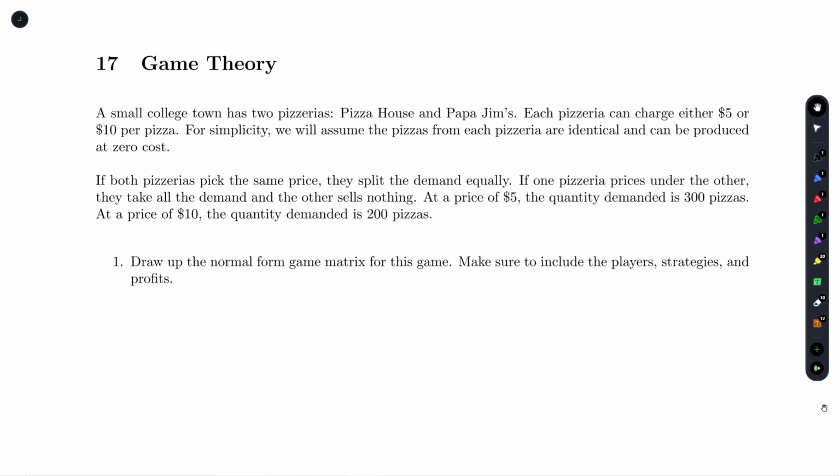Here we have a simple price setting game where we have two firms who are competing with each other. They can charge either $5 or $10. We're going to assume that if they both pick the same price, they split the demand equally, and if one price is under the other, they take the entire market. We're given a little information about the demand function that tells us at a price of 5, we have a quantity demanded of 300, and at a price of 10, a quantity demanded of 200. We can use this information to draw up our game matrix.